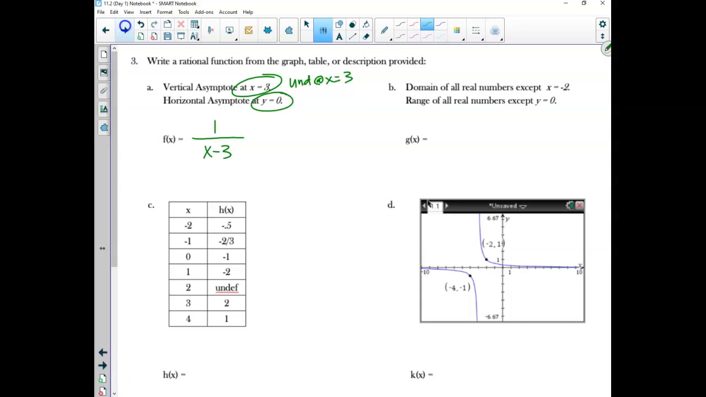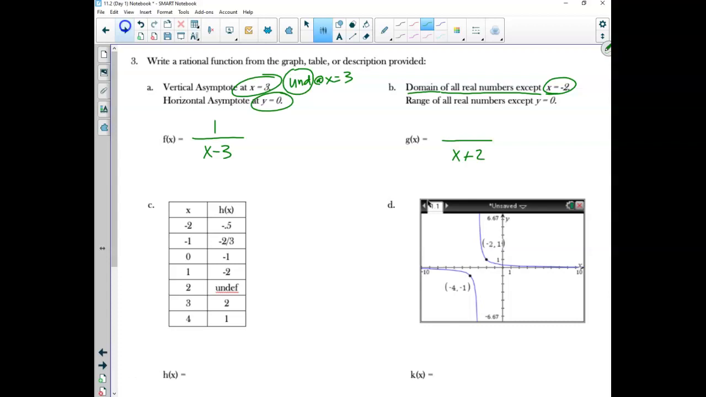So I can put any number I want, just a number, not a variable, in the top, okay? So if I know in part B, my domain is all real numbers except -2, the only reason x equals -2 would be excluded from the domain is because it's undefined at that point. So I'm going to make myself a fraction, and I'm going to say x plus 2, because if I put a -2 in there, now I'm dividing by 0.